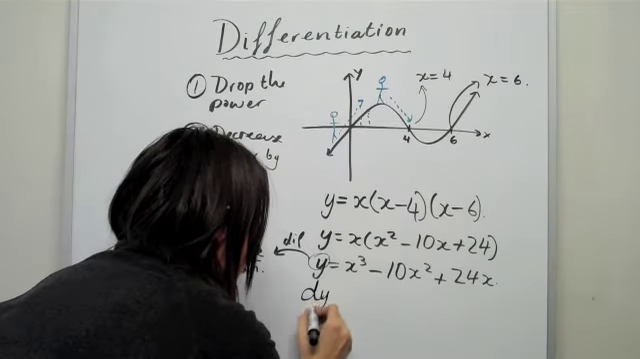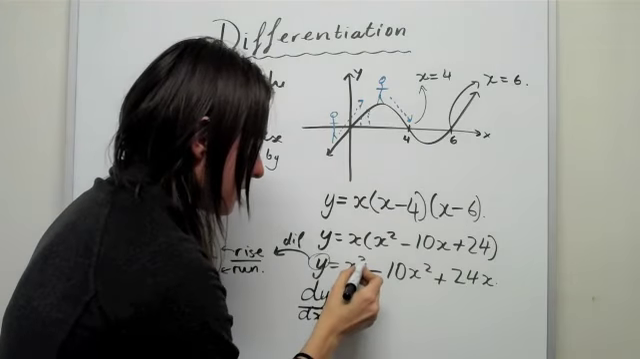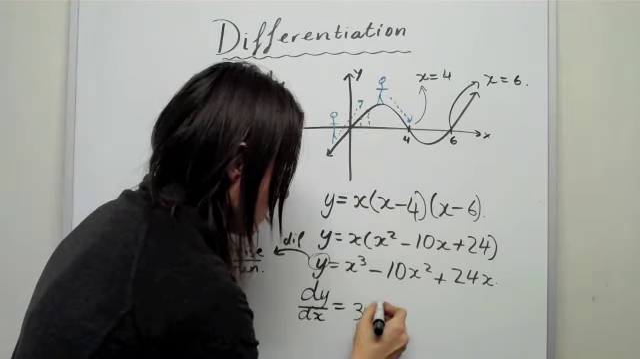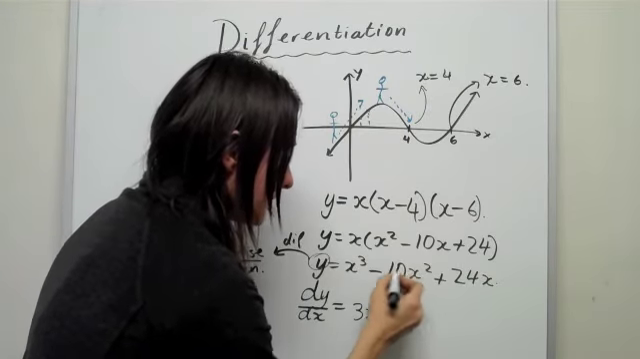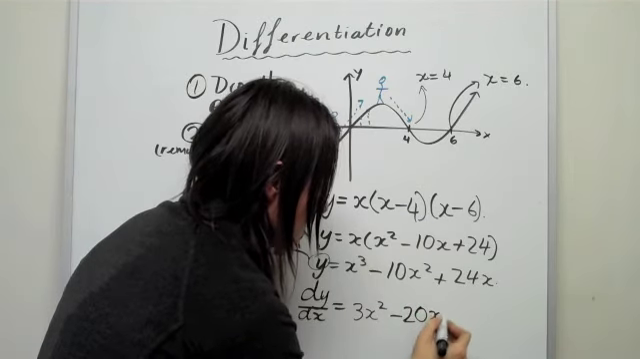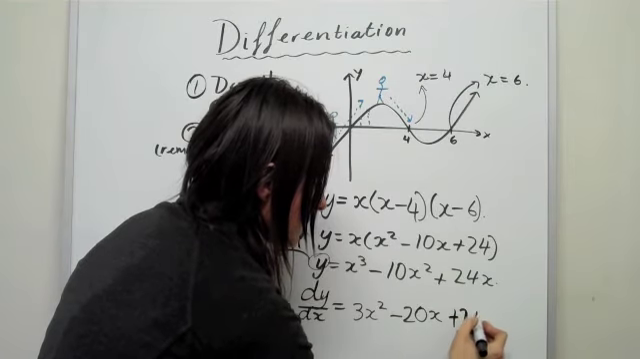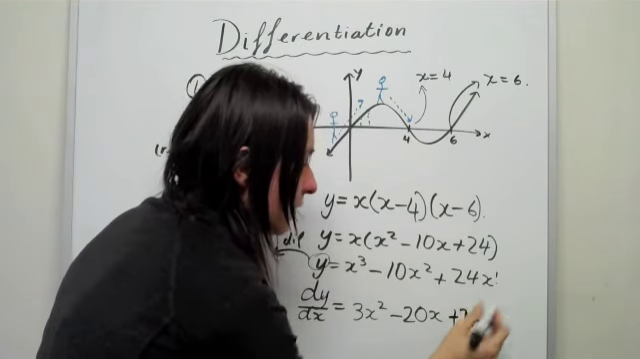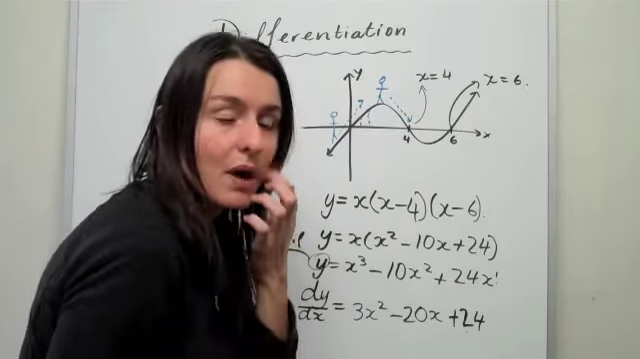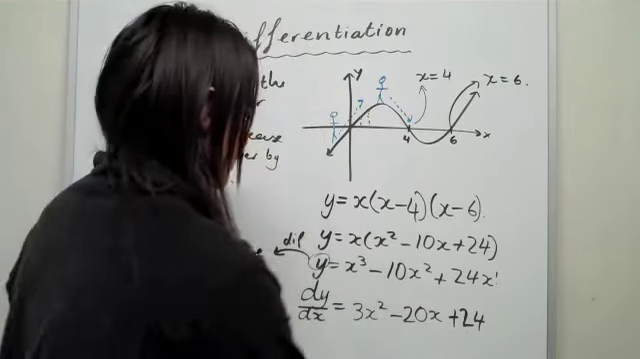So we'll have dy over dx equals, now to differentiate this one, you just bring the 3 in front and you decrease the power by 1, so it becomes 2. To differentiate this, you go minus 20 and you decrease the power by 1, so it's just x. And to differentiate that last one, it's just going to be 24 because the power on this is 1. When you bring it in front, it's 24. And then you reduce the power by 1, so it becomes 0. And x to the power of 0 is just 1, so you get a constant.